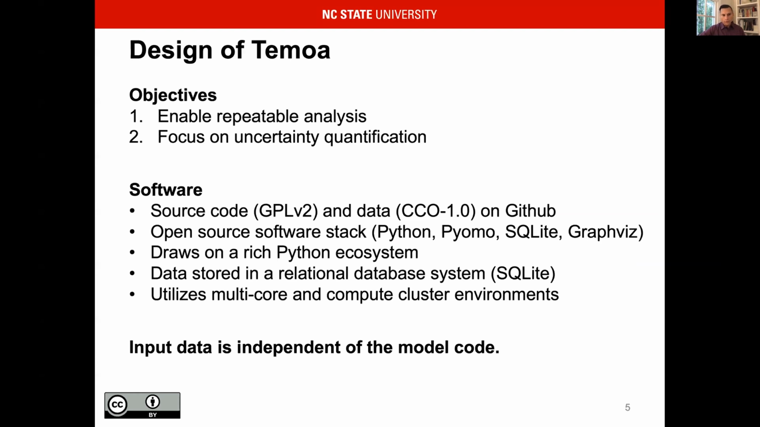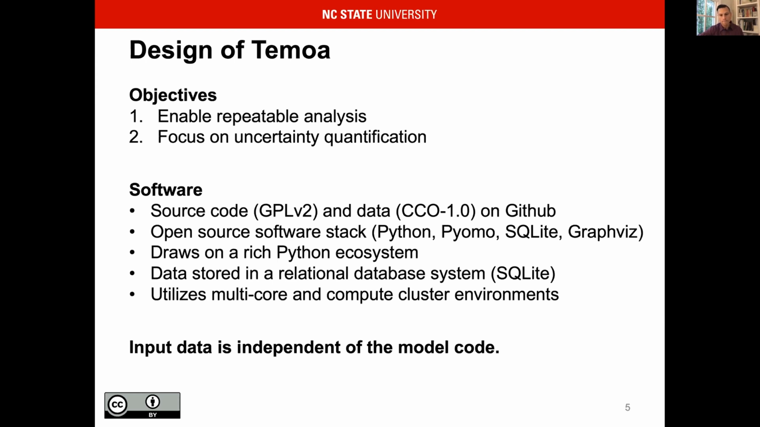We've worked hard to develop an open source software stack. So not just making our code open source, but also trying to use software elements that are open source so that we can help minimize the barriers to entry and reduce the amount of money people have to spend to build a new software. We use a lot of tools that are Python based, and Python is a very large ecosystem.